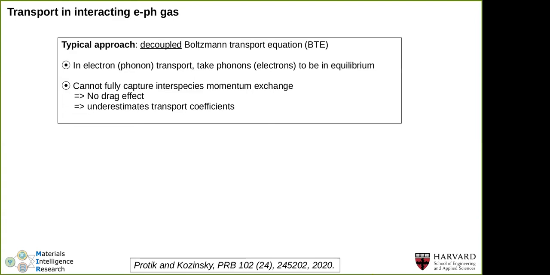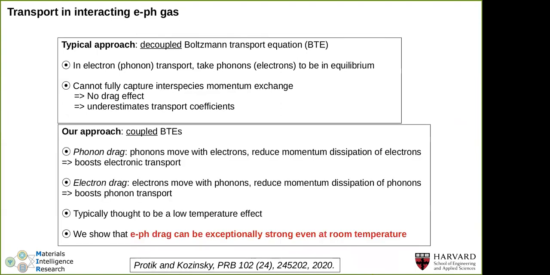This way, one cannot fully capture the interspecies exchange of momentum. So this means that they will not be capturing the drag effect, and they might also sometimes severely underestimate some of the transport properties, the transport coefficients. In our approach, we solve a coupled set of BTEs. This way we capture the phonon drag effect.